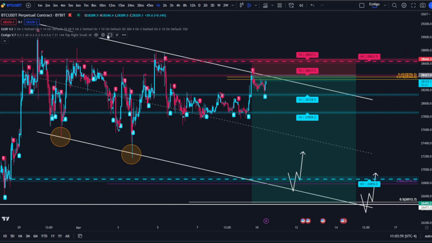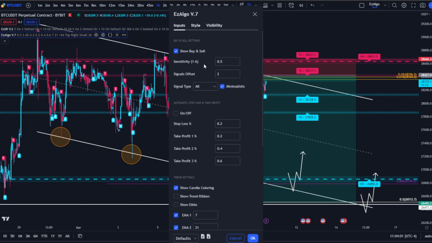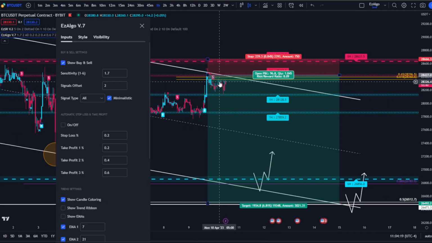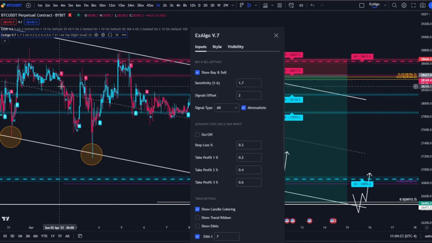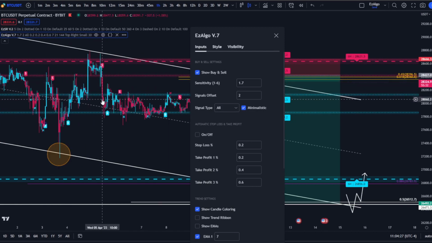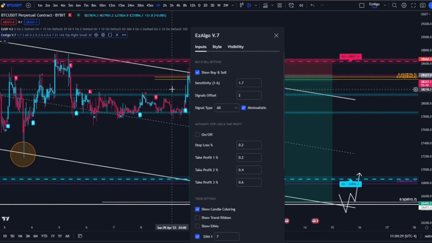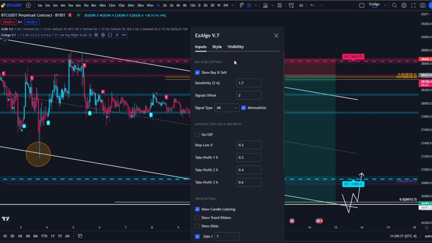Now, if we come up here into the EzAlgo settings, you will see we have this sensitivity feature. Now, this changes how frequent the buy and sell signals are. I think by default, it's 1.7, which is something I recommend. The only slight issue with this is that some of the signals will be a little delayed, right? This sell signal is a little bit delayed, right? This buy signal is a little bit delayed. Granted, we're on the Japanese candles, but still, this sensitivity might not be best for entry, right?